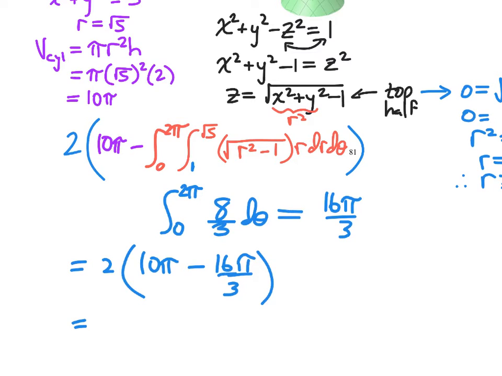And all of this is under the assumption that you're interested in having a clean answer. You're perfectly allowed to not have a clean answer as per the rules of the course. So 2 times, well, it's 30 minus 16, so 14 pi over 3. So we're talking 28 pi over 3.